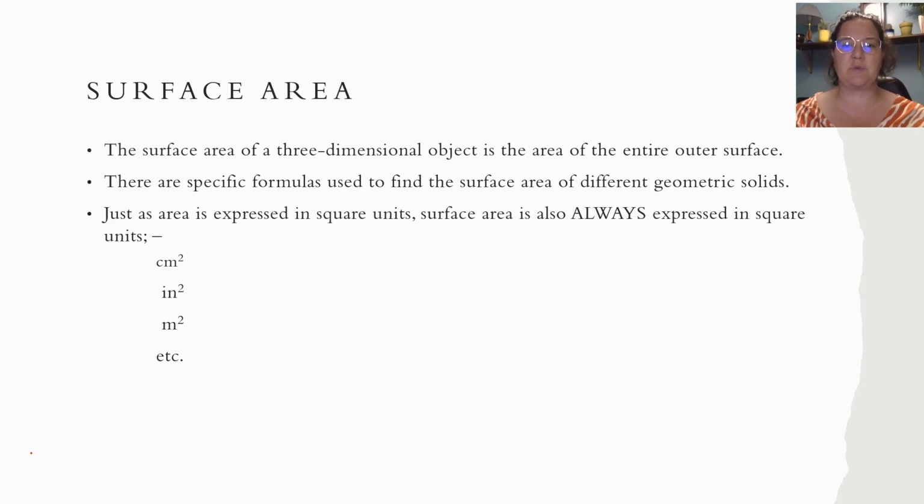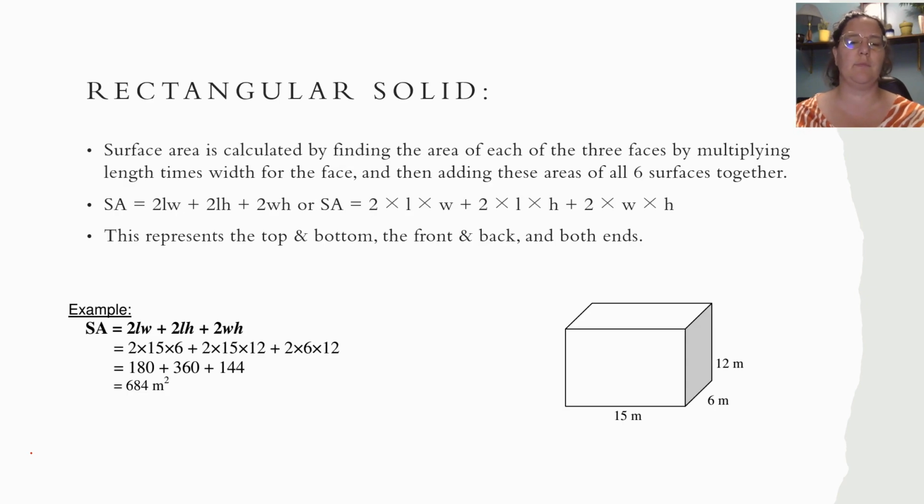Area is measured in square units, and surface area is also expressed in square units. So it'll be centimeters squared, inches squared, meters squared, and so on. We're first going to look here at a rectangular solid, and all of these formulas will be given to you in a formula sheet that you can use for any of the assignments that you are completing.